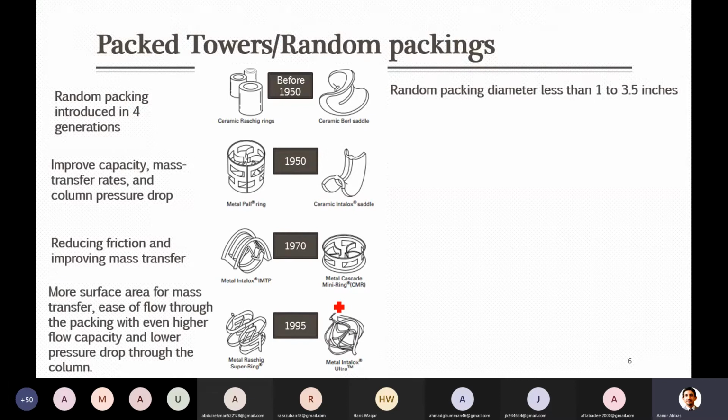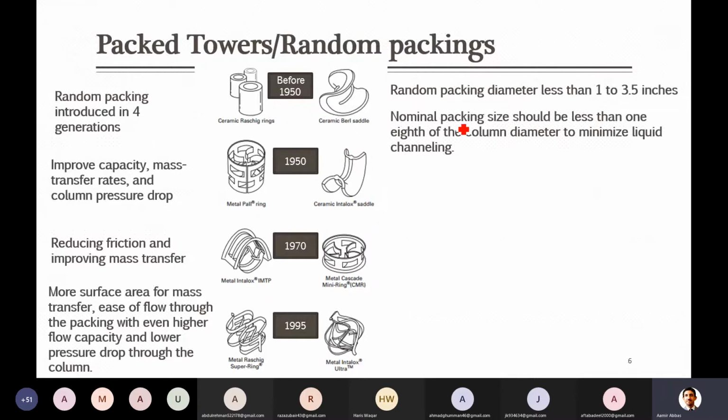So these random packings have a diameter of 1 to 3.5 inch overall. The diameter of one packing element is between this 1 to 3.5. Nominal packing size, meaning height of the packing bed, should be less than 1/8 of the column diameter to minimize liquid channeling. This is the guideline that when you are using these random packings, when you are making the bed of the packing, it should be less than 1/8 of the column diameter. For example, if the column diameter is 8 feet, this bed height should be 1 foot, 1/8 of that.